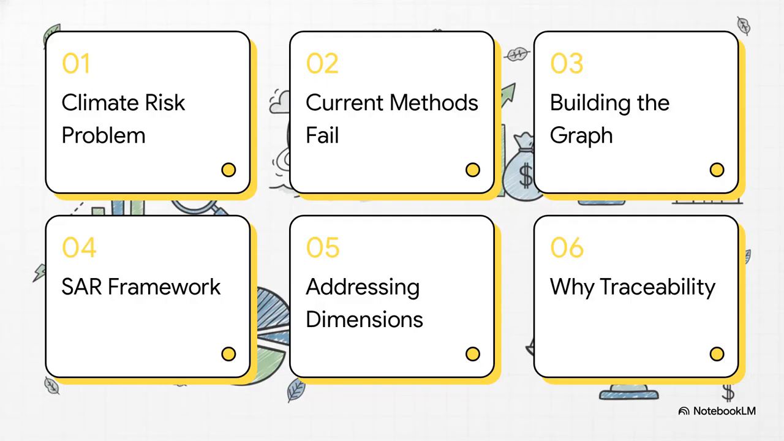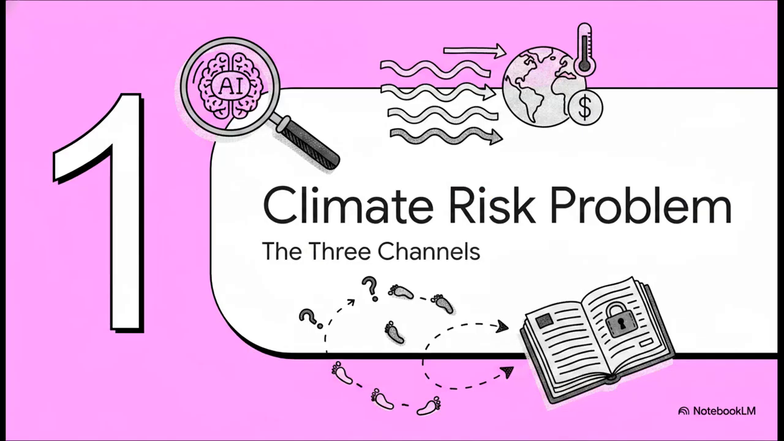To answer that, here's our roadmap for today. We'll quickly cover the climate risk problem, why current methods fail, building the knowledge graph, the SAR framework, the 6 addressing dimensions, and finally, why traceability matters. Let's jump right in. All right, Section 1, the climate risk problem.